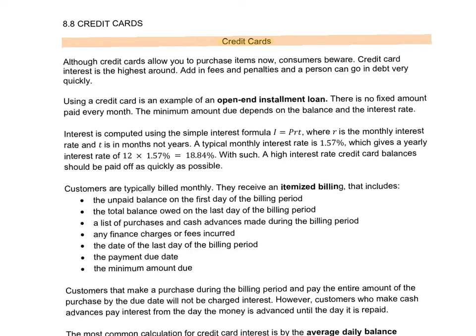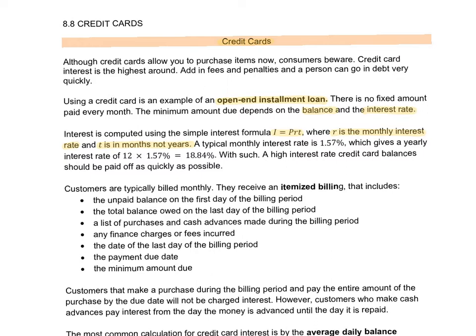So when you make payments on your credit card, that's an example of an open-end installment loan, meaning the payments are not fixed because the payments that you make on your credit card depends on the balance that you owe, so the amount of purchases you had, and the interest rate on your credit card. When we compute interest, we're using the simple interest formula. Interest is equal to PRT. This time R is going to be the monthly interest rate, not an annual or yearly interest rate. T is in months, not years. And that's because your statements are given to you monthly.